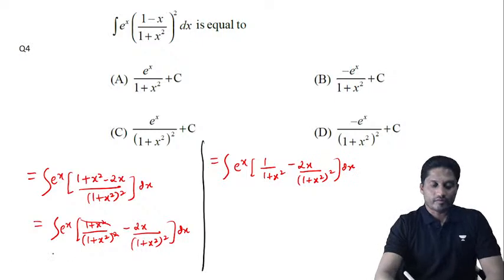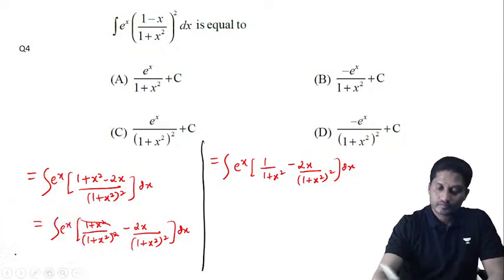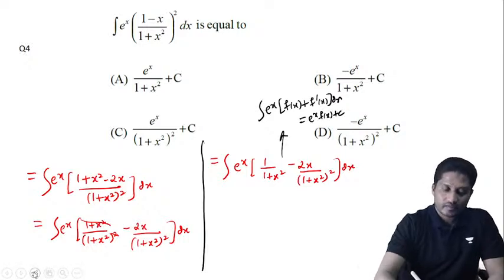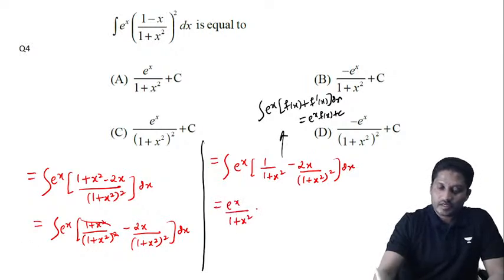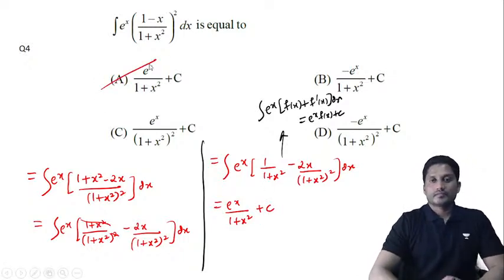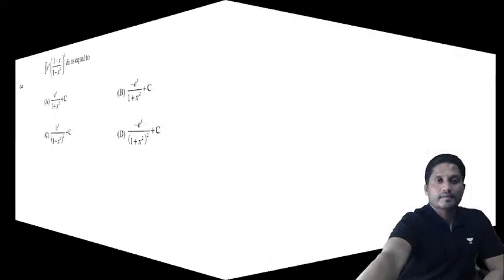Right, now this is of the form e power x into f of x plus f dash of x dx. Then the formula will be equal to e power x into f of x plus c. This is e power x into f of x, that is 1 plus x square, plus c. First option. Right, let's move to the next question.